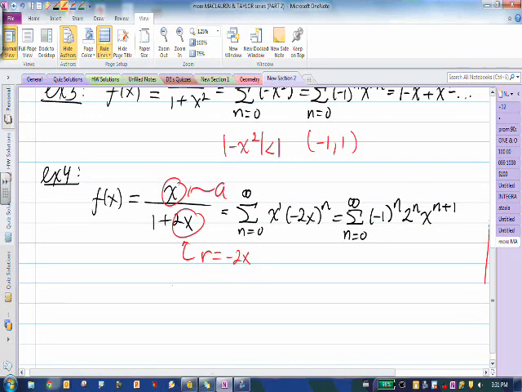Interval of convergence in this case: absolute value of r, which is absolute value of 2x, has to be less than 1. That tells me that absolute value of x has to be less than 1/2, so it's going to go from negative 1/2 to 1/2, open, open.